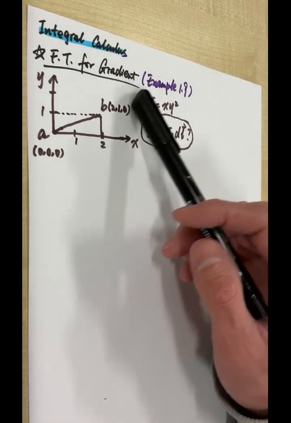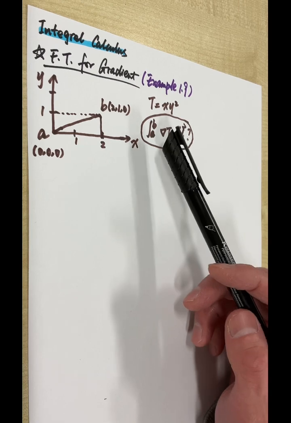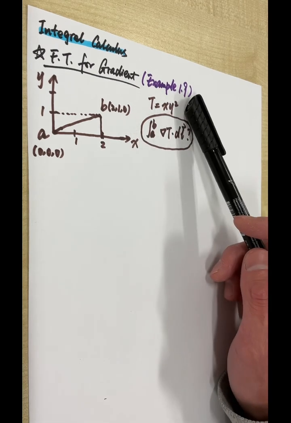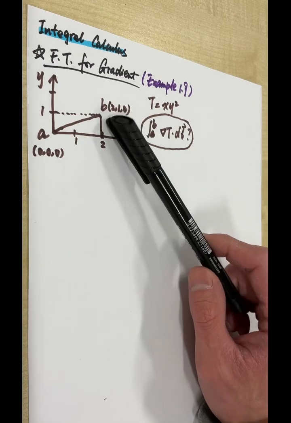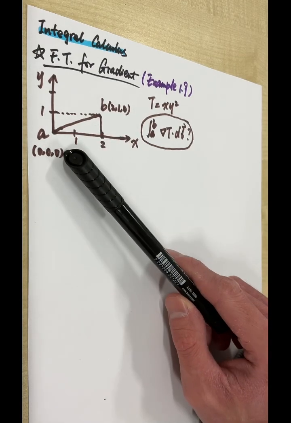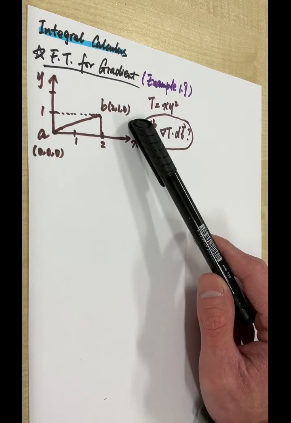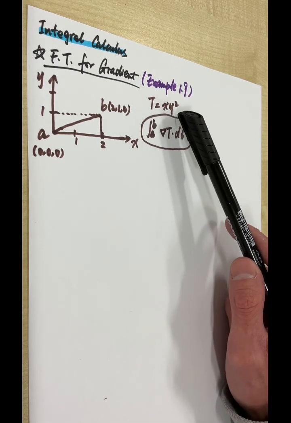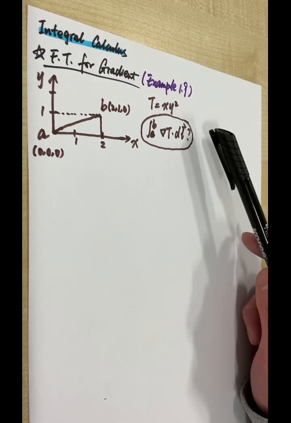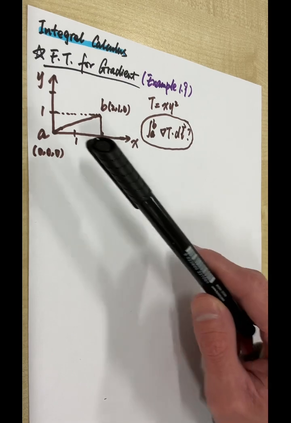Let's look at an example for the fundamental theorem for gradient. This is example 1.9 of the textbook. We have 2 points. A is (0, 0, 0), and the coordinate of B is (2, 1, 0). We have the scalar function T equals xy squared. Now, what is the line integral of the gradient from a to b?